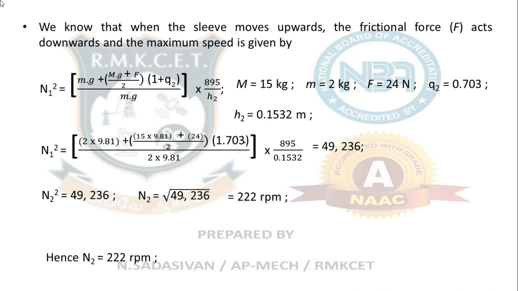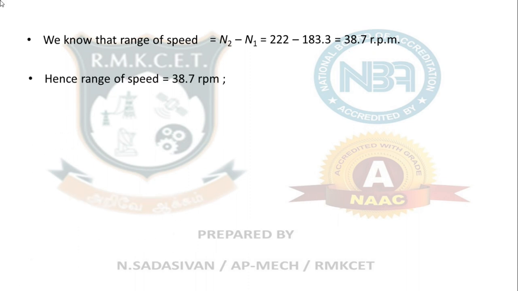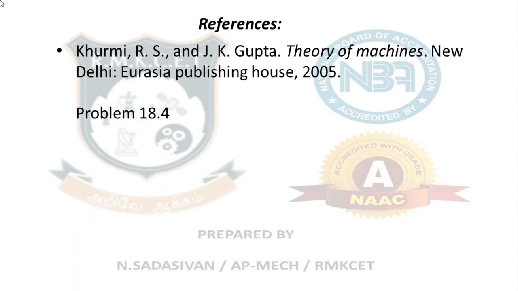Clear? So now the speed range. So 222 minus 183.2, 38.7 rpm. So that is the required answer, right? Since the range of speed is 38.7 rpm. It is taken from your textbook, problem 18.4.